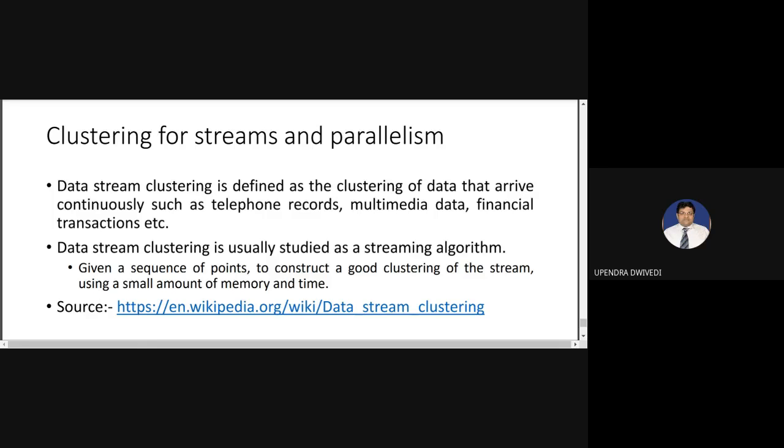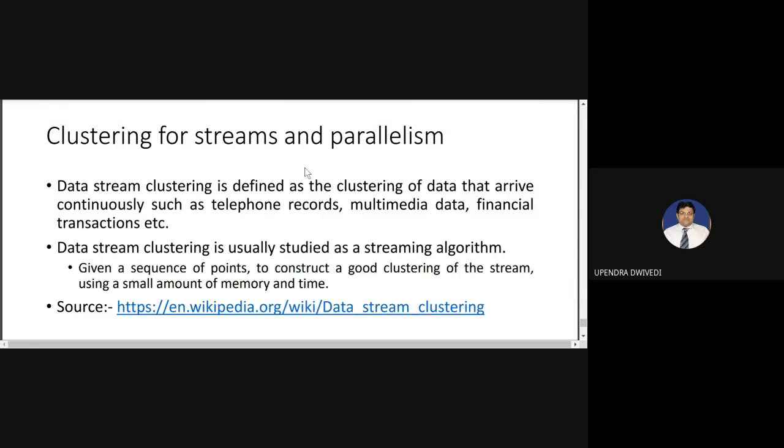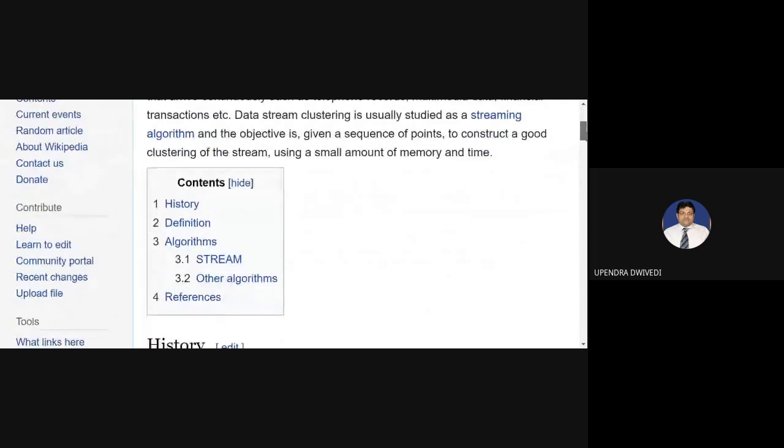You can also perform data stream clustering on multimedia data. So you can cluster the video information. You can define categories of the different video information, then different audio information. Basically, we'll study the streaming algorithm, and for a given sequence of points, we construct a good clustering for this stream. For this, we'll go through this Wikipedia article, which will give us a better point about data stream clustering.